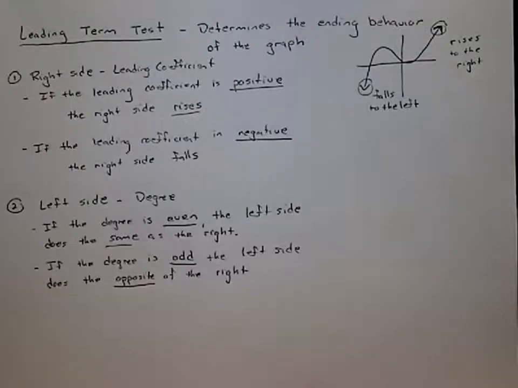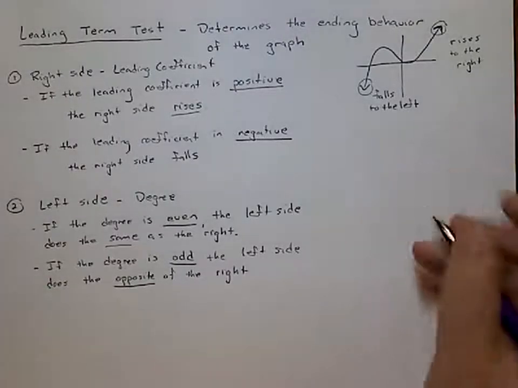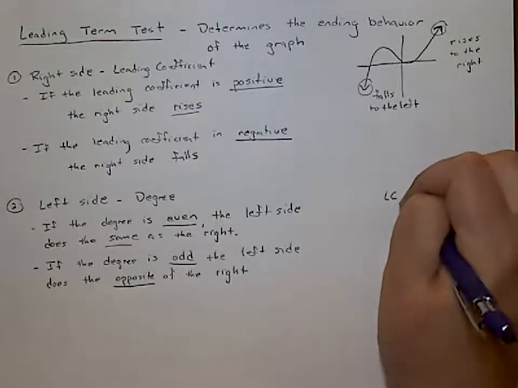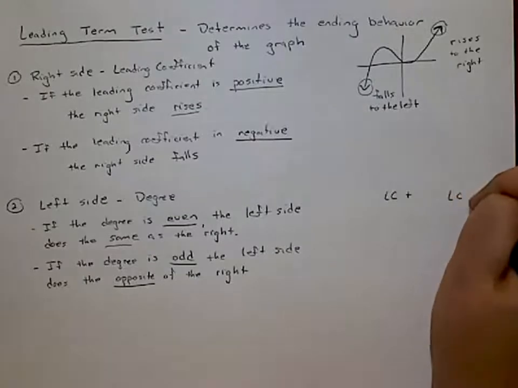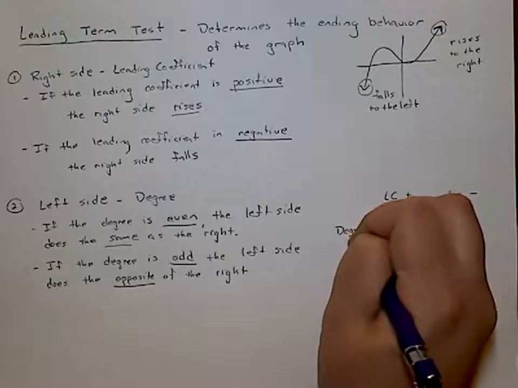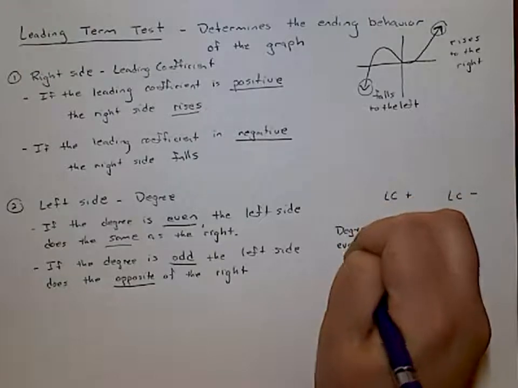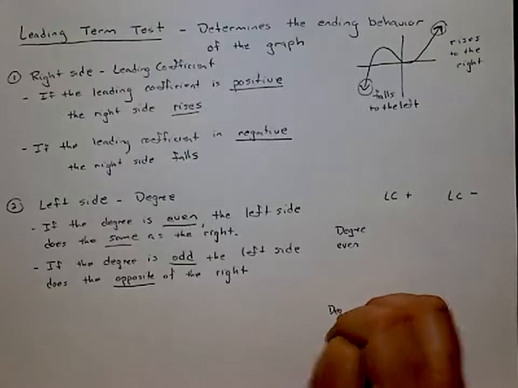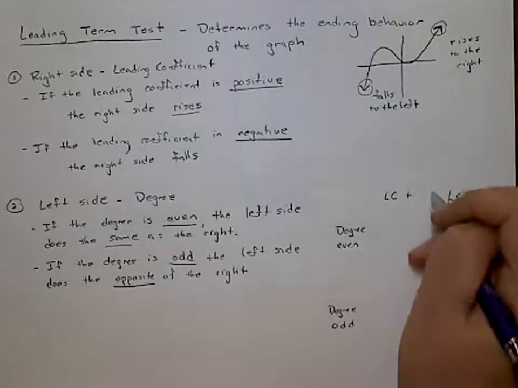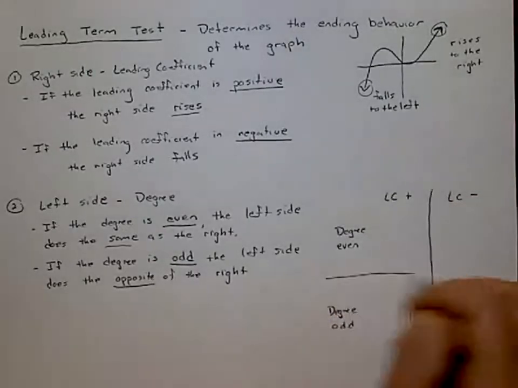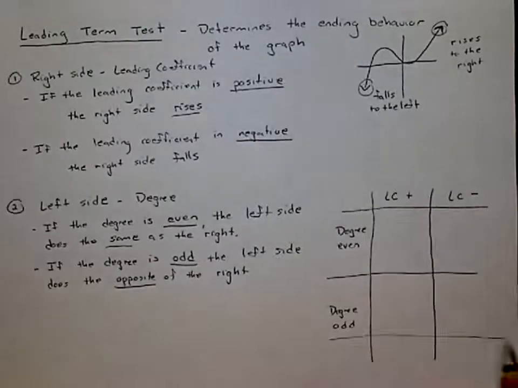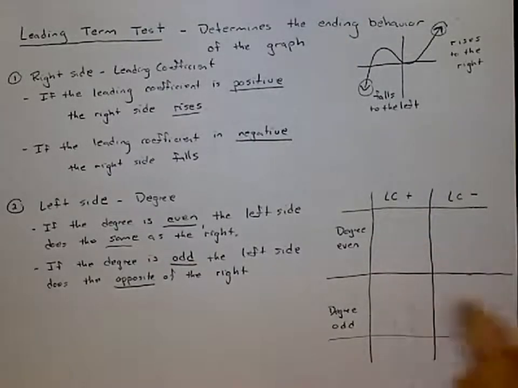Now I'm going to make a little chart for you. We are going to be talking about the leading coefficient being positive and the leading coefficient being negative. Then our degree is going to be even, and our degree is going to be odd. Just making a little chart to make it a little easier for you to see. Maybe something to look at, those visual people out there. So we have 4 different scenarios here.